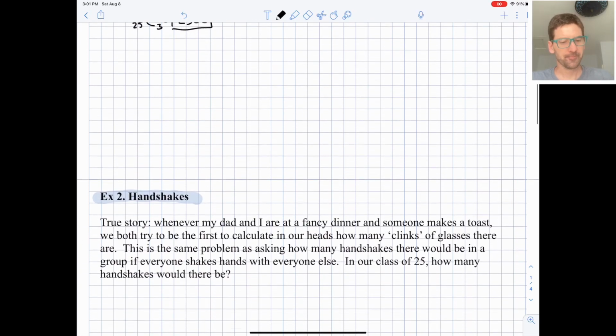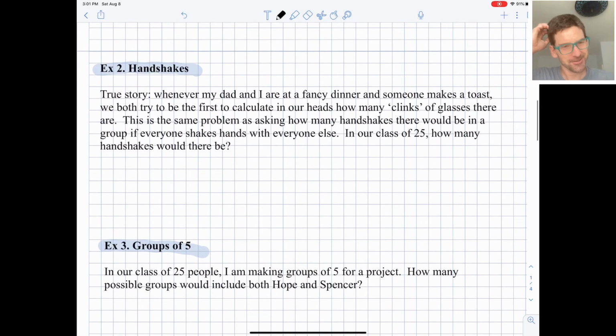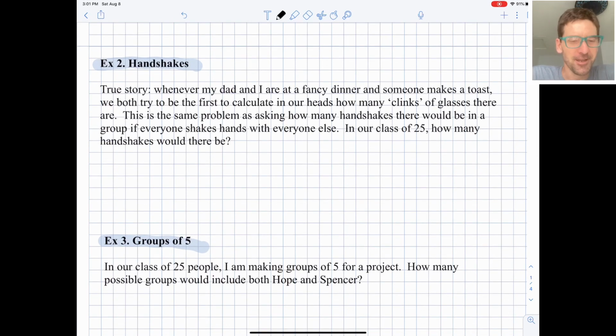All right, next one. And this is based on a totally true story, maybe a little bit goofy, but true. Whenever my dad and I are at a fancy dinner and someone makes a toast, we both try to be the first to calculate in our heads how many clinks of glasses there are. So if everyone clinks their glass with every other person, how many clinks would there be? And it's sort of this weird mathy tradition we have.